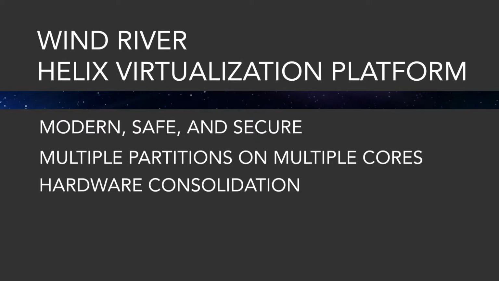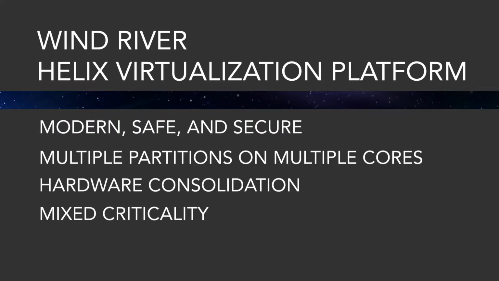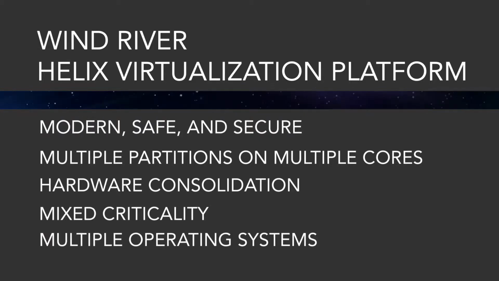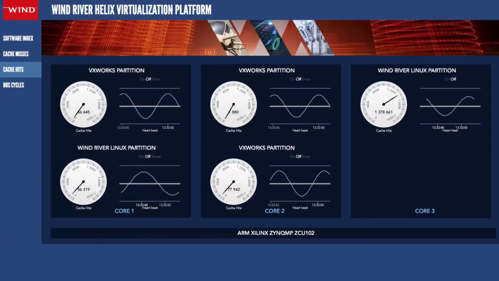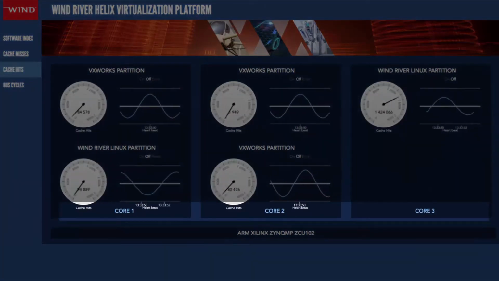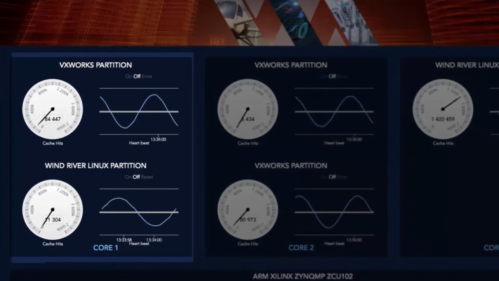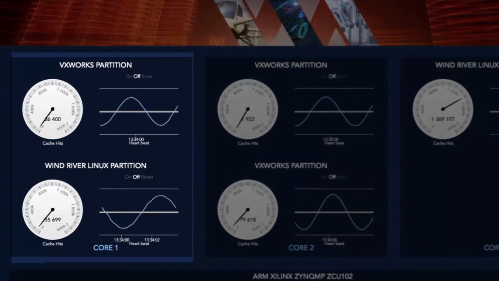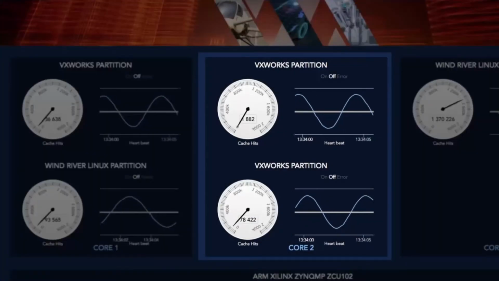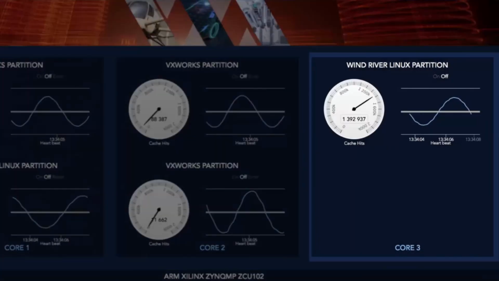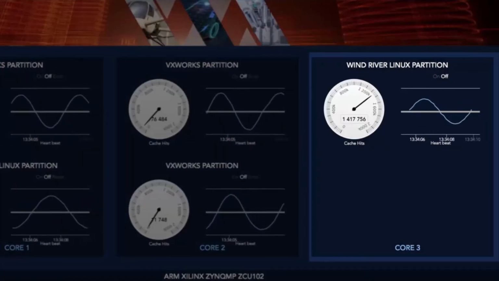So I'm going to show why Helix Virtualization Platform enables mixed criticality systems in a multi-OS design. You're looking at a dashboard, and you're looking at 3 of the cores. So you see core 1, core 2, and core 3. Each of the dials represents a partition on that core. So core 1 has a VxWorks partition and a Linux partition sharing that core. Core 2 is running 2 VxWorks partitions, and core 3 is running a Wind River Linux partition.